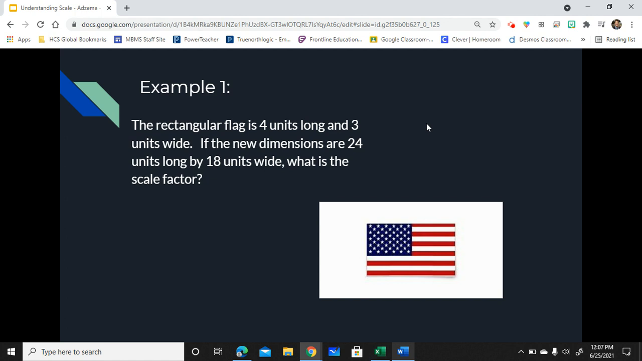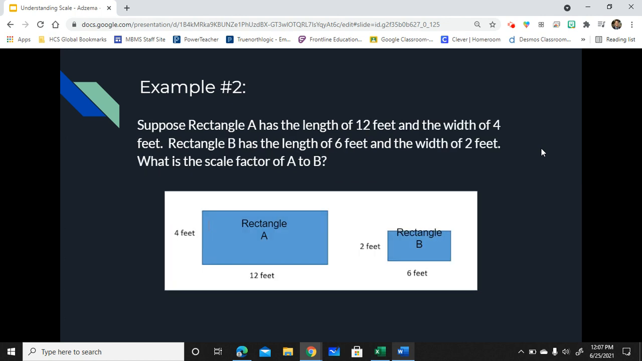Here are a few examples that I'm going to show you. For example 1, the rectangular flag is 4 units long and 3 units wide. If the new dimensions are 24 units long by 18 units wide, what is the scale factor? So we need to figure out, it's going from a smaller rectangular flag to a bigger rectangular flag, so is the scale factor going to be greater than 1, or is it going to be less than 1?